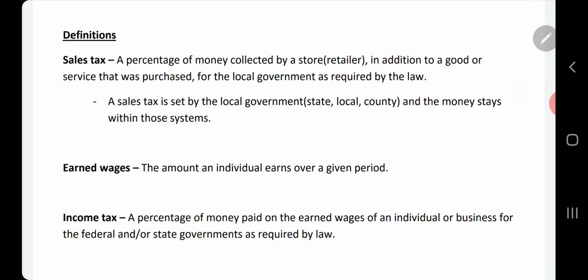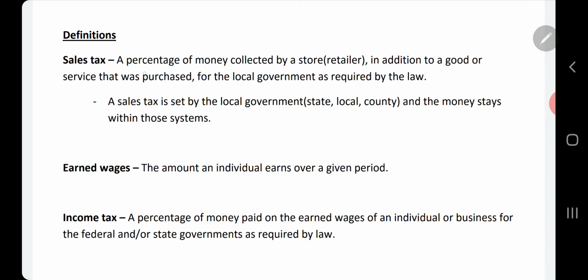Definitions. A sales tax is a percentage of money collected by a store or retailer in addition to a good or service that was purchased, for the local government as required by law. A sales tax is set by the local government, your state, local, or county, and the money stays within those systems.